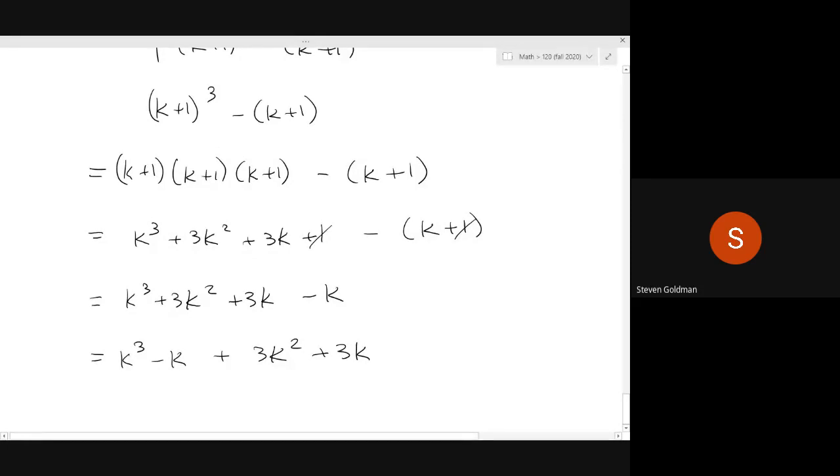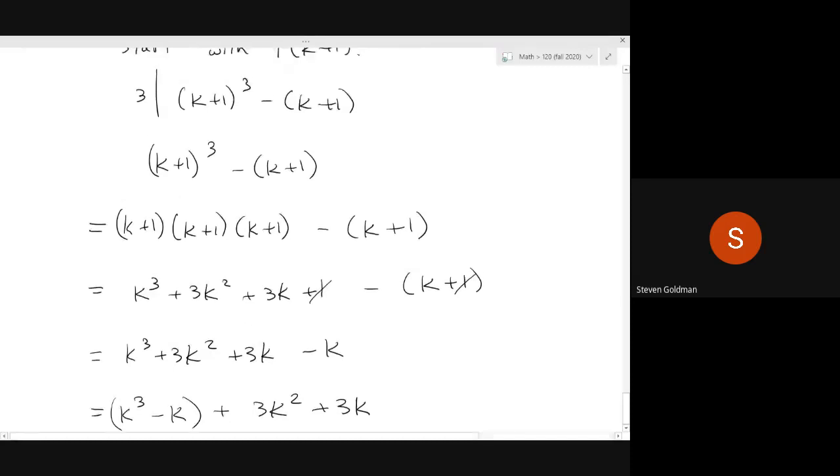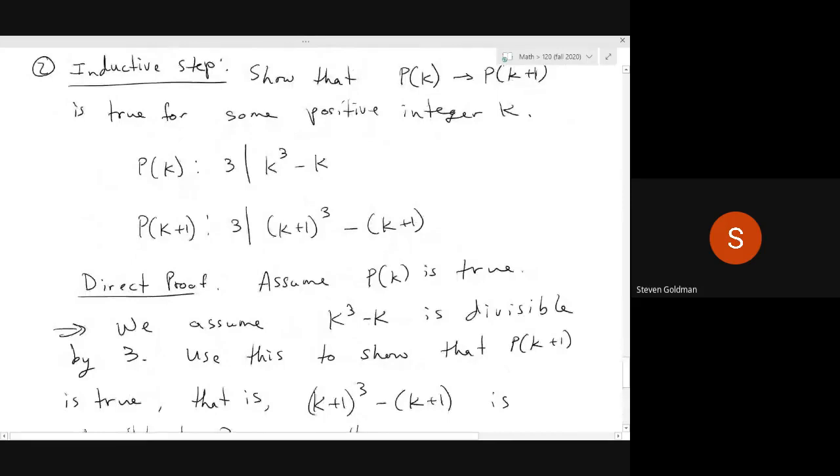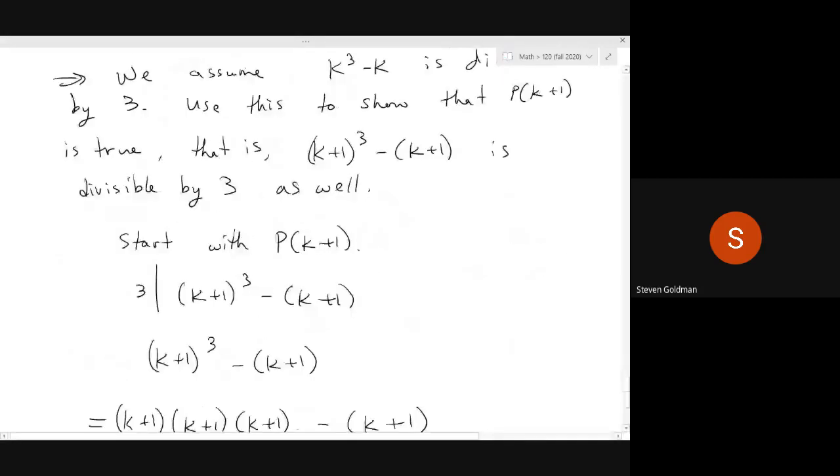Now, why am I rearranging it like this? I'm rearranging it so that I get k cubed minus k. I just put the minus k more towards the beginning. Why do I want k cubed minus k? Because where have I seen k cubed minus k before? If I scroll back up for a moment, that was in the P of k statement. And I want to use P of k to show that P of k plus 1 is true. So I rearranged it so that I see k cubed minus k, so that I can use P of k.